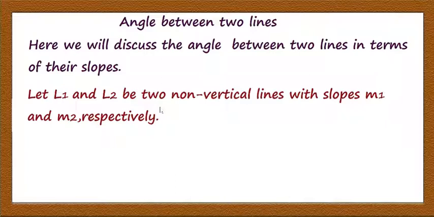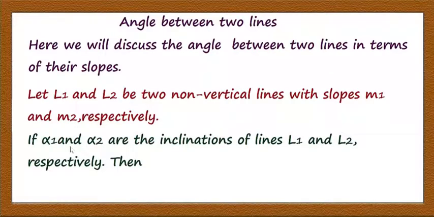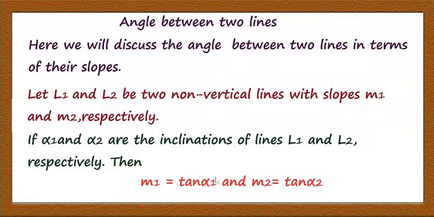If the lines are non-vertical, that is, if they are not perpendicular, then m1 into m2 is not equal to minus 1. That is, m1 into m2 plus 1 is not equal to 0. If alpha 1 and alpha 2 are the inclinations of the lines L1 and L2 respectively, then m1 is equal to tan alpha 1 and m2 is equal to tan alpha 2.